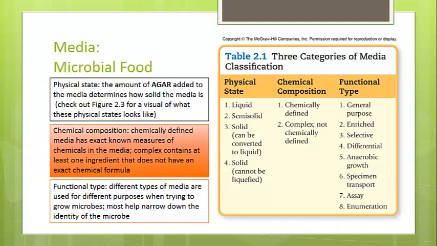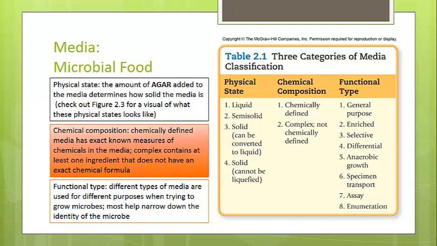Okay, let's talk a little more about microbial food, what we call media. So just like human food, there's a lot of different choices out there. There's a lot of different choices of microbial food out there as well. And so Table 2.1 nicely summarizes the three main categories of media classification. We can break the different types of media up into the physical state that it's in, the chemical composition that it has, or the functional type.